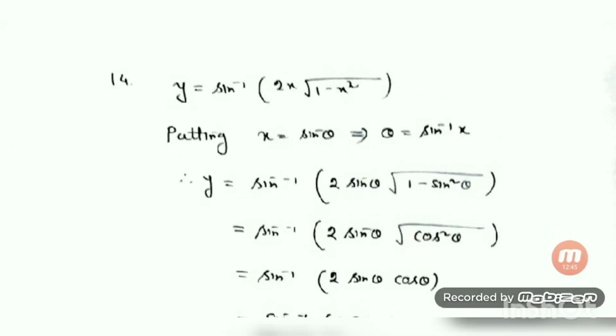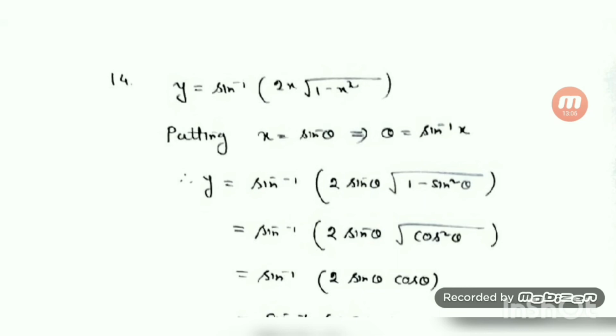Few more questions are left. Let us do those questions also from exercise 5.3 itself. Okay. So your next question number 14 is y equal to sine inverse of 2x times root over 1 minus x square. You see, now tan theta will not help you, because you know one is x and other is 1 minus x square. So putting x equal to sine or cos, that will help you.